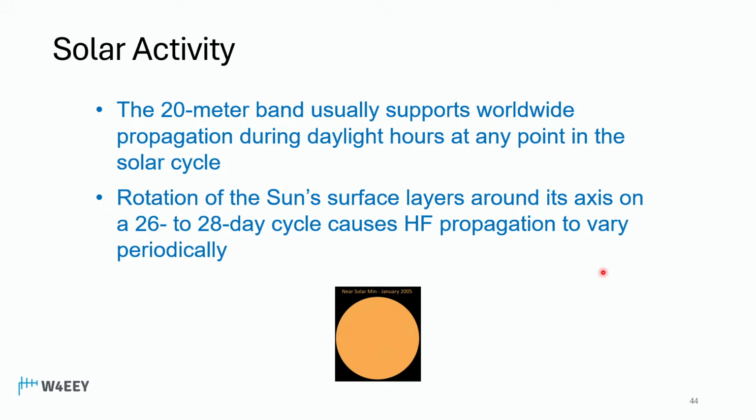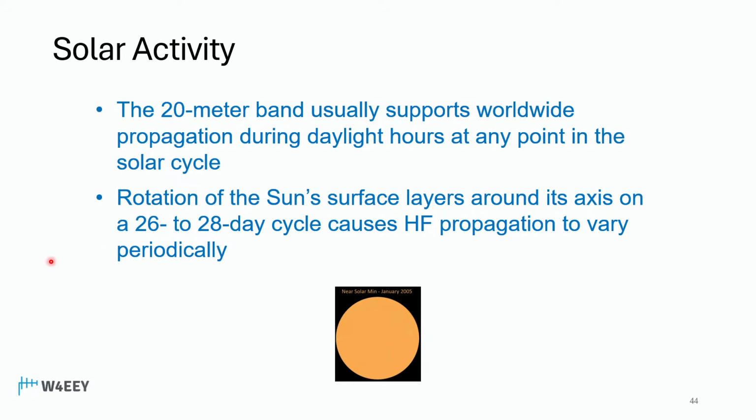Now what happens, the sun is rotating. So let's say that we've got a nice strong sunspot right here. Well, when the sun rotates, that winds up being on the back side of the sun and is no longer Earth facing. So if it's not facing the Earth, we're not getting the benefit of the radiation that comes from that sunspot.